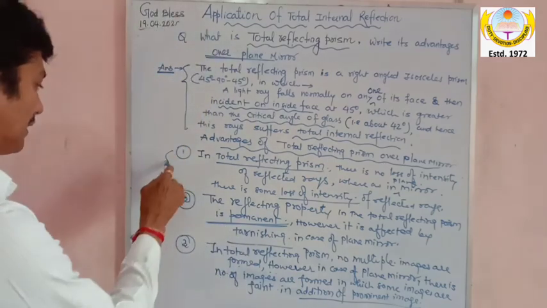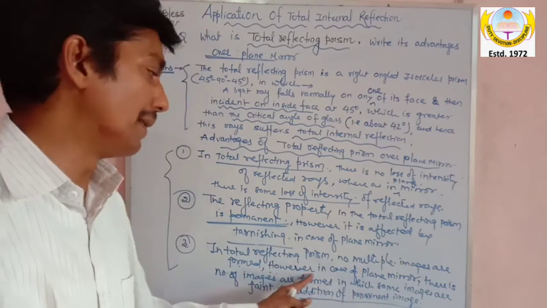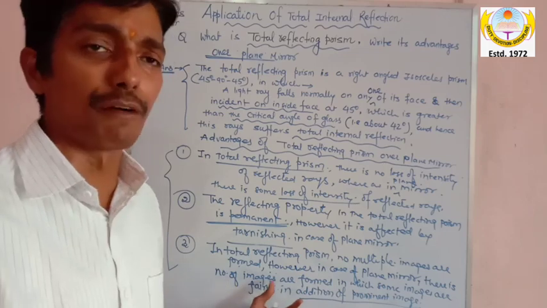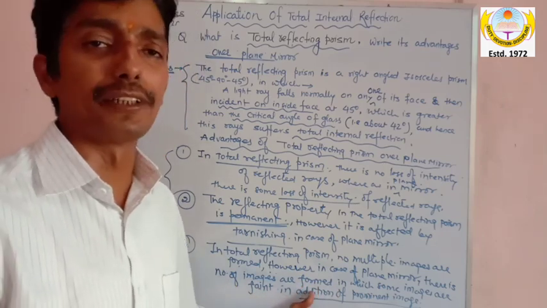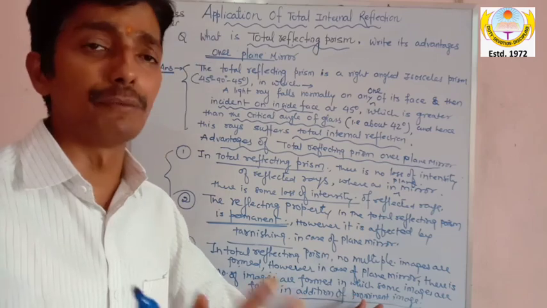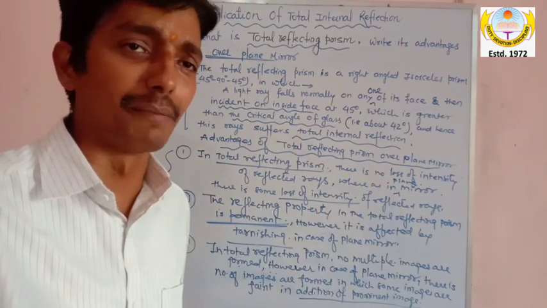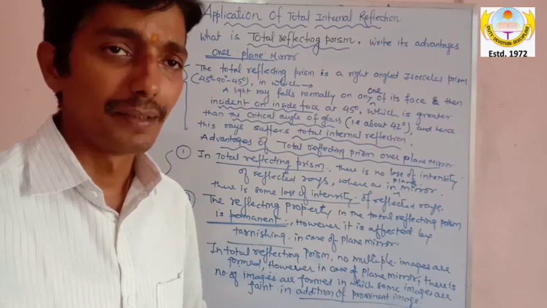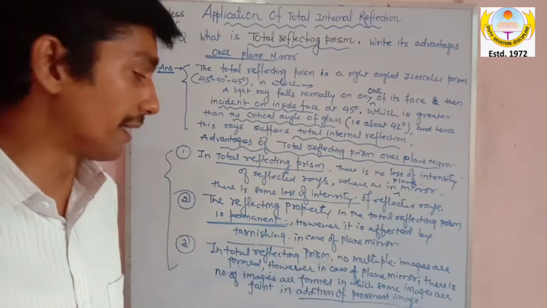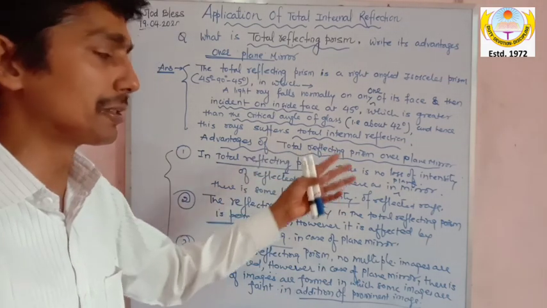So these are the three uses, my dear. Take care that in total reflecting prism no multiple images are formed. But in case of the plane mirror, you have no need to write so much, but you should read everything. In case of plane mirror, a number of images are formed in which some images are faint in addition to the prominent images. Some images are prominent, meaning bright, and some images are faint. The bright one can be observed by the observer, so they are prominent for the observer. But some images are observed as faint also in the case of plane mirror, whereas in case of total reflecting prism, no multiple images are observed.